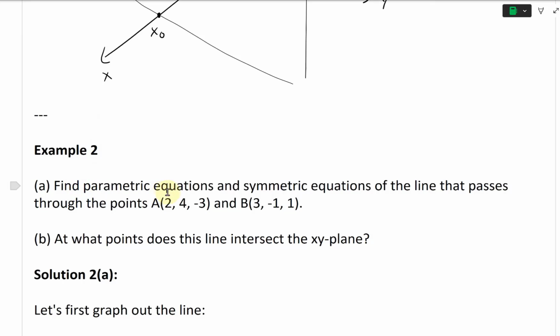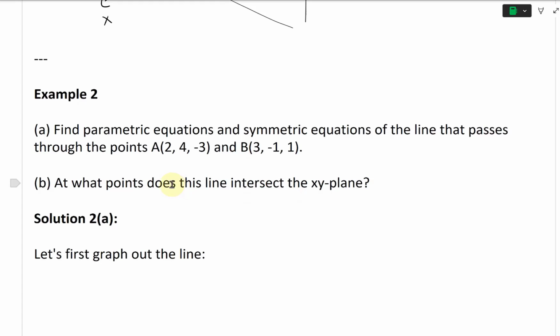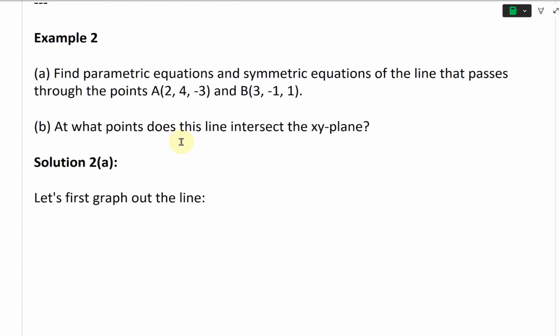And this one states, find parametric equations and symmetric equations of the line that passes through the points A, which has coordinates 2, 4, negative 3, and the point B, which has coordinates 3, negative 1, and 1. And then part B states, at what points does this line intersect the xy plane? Alright, so let's go over question A first, the solution to 2A.